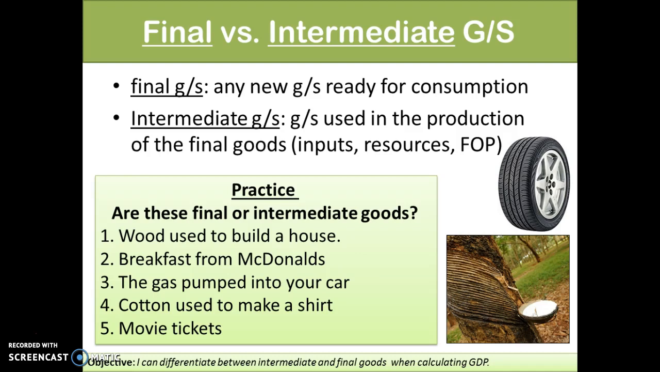Gas that you pump into your car, you're going to consume that gas because you're going to burn it when you're driving your car, and so you're using it. You're not going to be giving it to somebody else. Cotton that's used to make a shirt is an intermediate good. You buy a shirt, you don't buy the cotton. The cost of the cotton is already included in the cost of the shirt. Movie tickets, that's a final good because you pay for the enjoyment, the entertainment, the service of that movie.